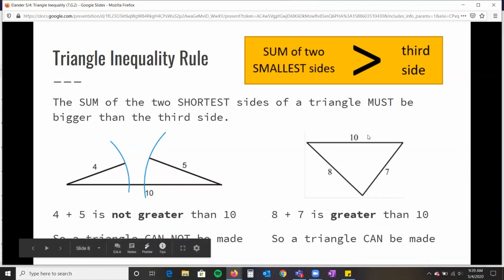So that doesn't make a triangle. And then on this one, we've got 10, but we have 8 and 7. Okay, 8 plus 7 is greater than 10. That makes 15, right? 15 is greater than 10, so a triangle can be made from this one.